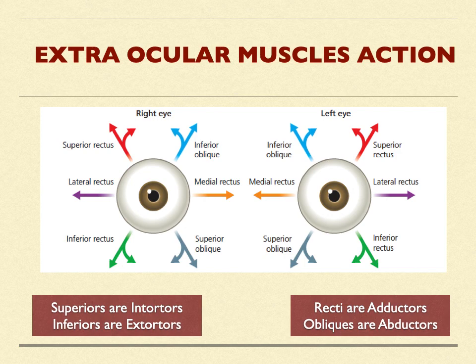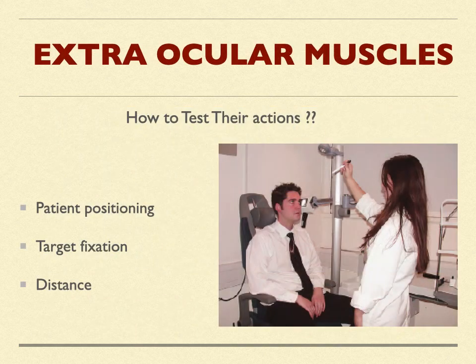Inferiors are extortors. It takes the eye to the outside. And the recti are adductors. They adduct the globe while they contract. The obliques, they abduct, they put the globe outside.